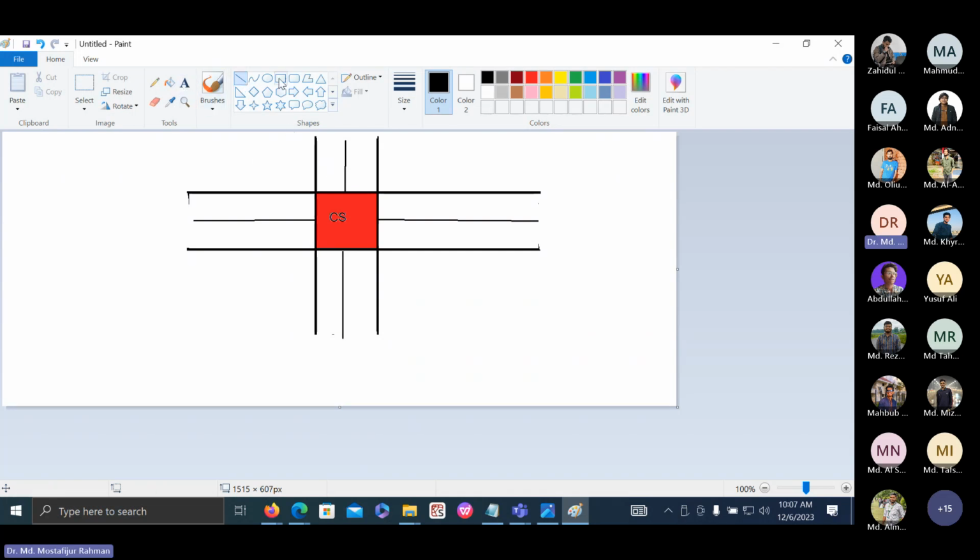So for example, this is one, we can see here. This car is coming from this way. This car is going this way. And this car is going this way. So this car is going this way, for example.